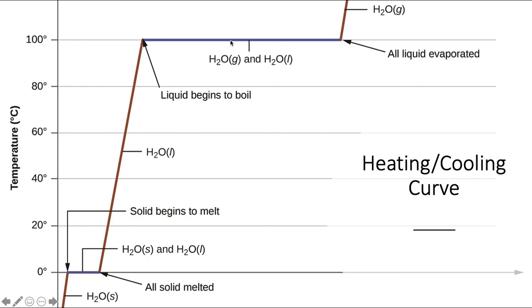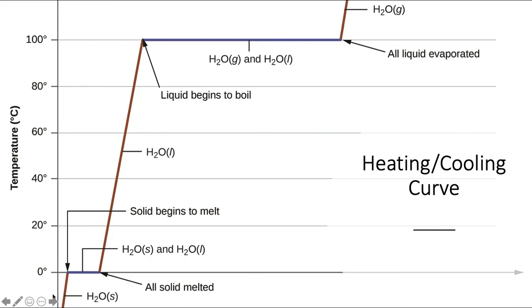It's still at 100 degrees because the temperature hasn't changed, but it's now to the right of that horizontal line, meaning I have now evaporated all of my liquid and I made it into a gas. Now any energy that I dump into the system will go to increase the temperature of the gaseous molecules of water. And so I have five distinct phases in this curve.